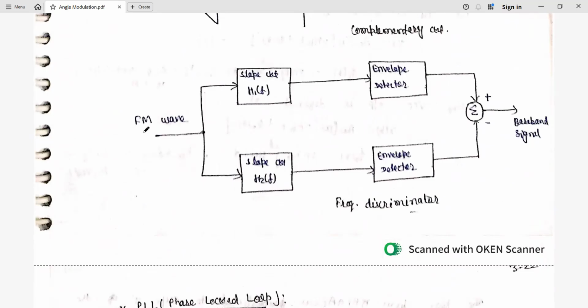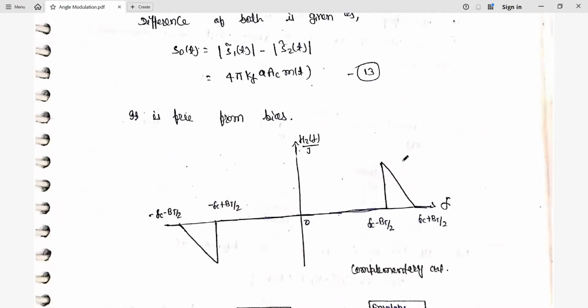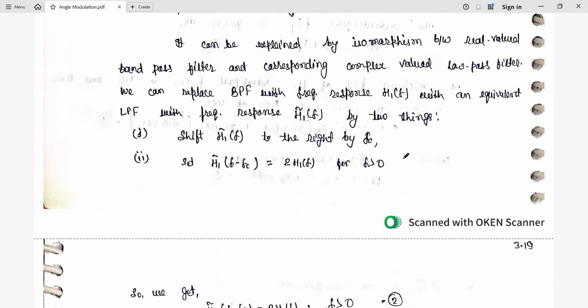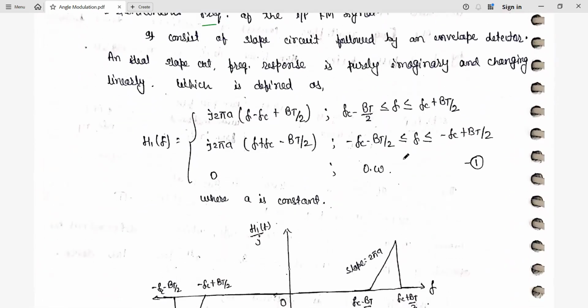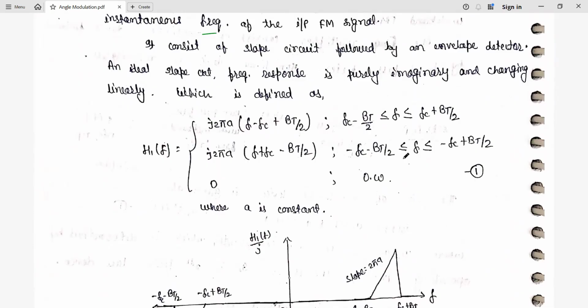Here we have the FM wave, that is the modulated wave. Then we have slope circuit 1 with function h1 of f, and slope circuit 2 with function h2 of f. Then we have an envelope detector for both slope circuits, and finally it is given to the summer. One is given with a plus sign, another with a minus. So finally we are able to obtain the baseband signal. That's why we are talking about the slope circuit and the transfer function. It has slope circuits followed by envelope detectors, and finally that is given to the summer.